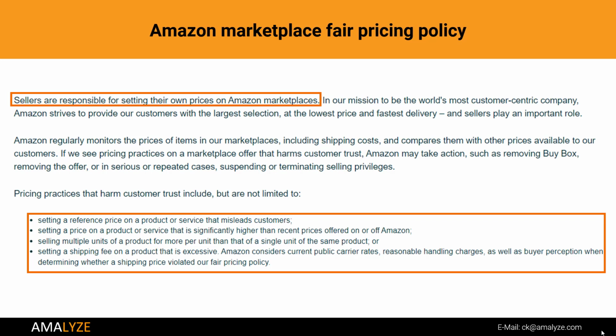Setting a price on a product or service that is significantly higher than the recent price offered on or off Amazon. Selling multiple units of a product for more per unit than that of a single unit of the same product, of course. Or setting a shipping fee on a product that is excessive. Amazon considers current public carrier rates, reasonable handling charges, as well as buyer perception when determining whether the shipping price violates our fair pricing policy. So you are not allowed to gamble on the shipping fees also.